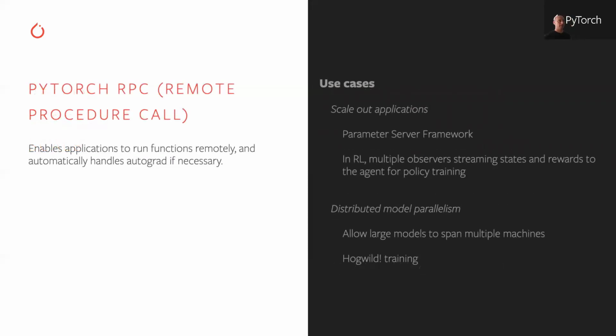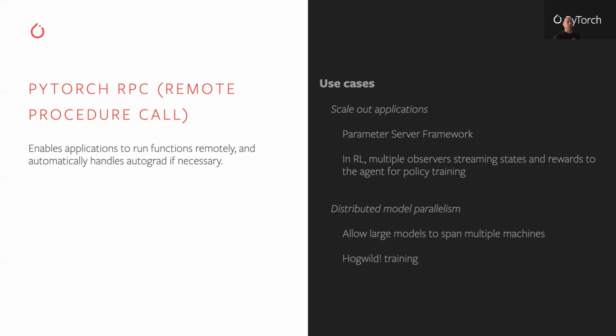So one of the things we built is this PyTorch RPC framework. RPC stands for Remote Procedure Call. What this does is enable applications to run functions remotely and automatically handle things like autograd. In other words, if I'm running on all these different devices, running some layers over here, some layers over there, or I'm splitting my model in different ways, how do I handle the auto differentiation, just as an example? That's what PyTorch RPC handles for you. And I'll get into a little more detail in the next slide.